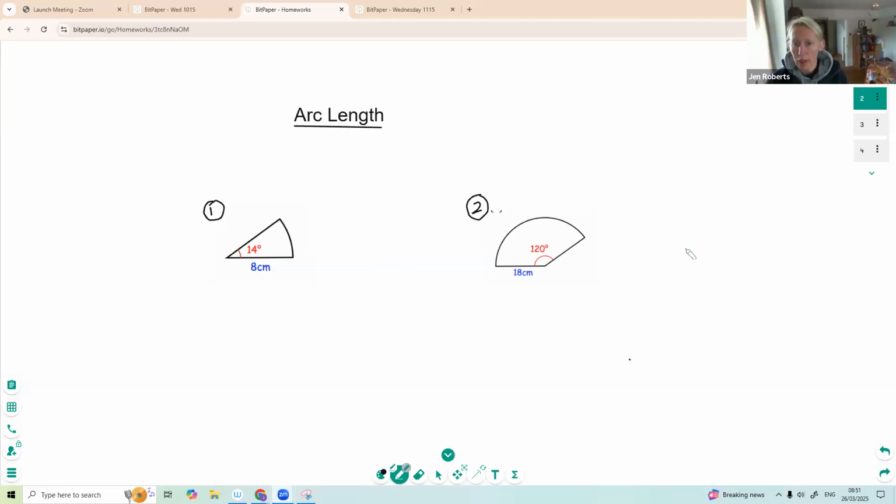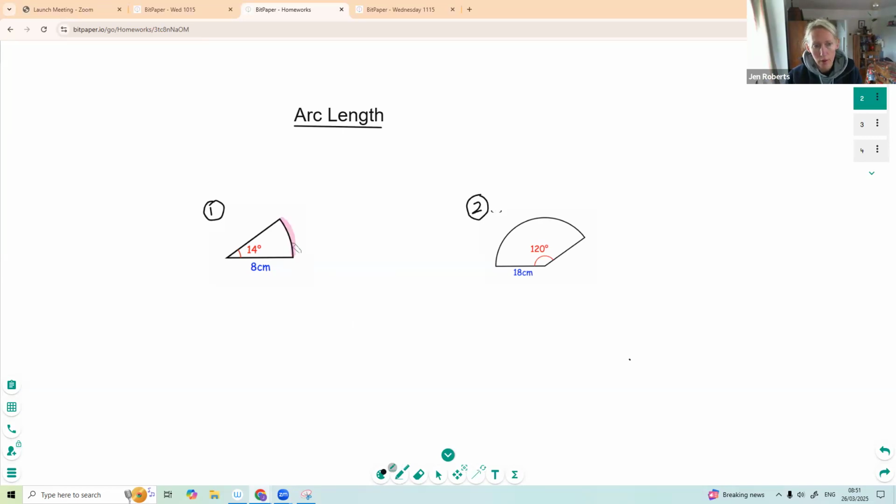In this recording, we're going to be looking at arc length. I would suggest watching this with the recording on sector area. Okay, so what is an arc length? An arc length is part of your circle. So it's a proportion of the circumference of your circle.